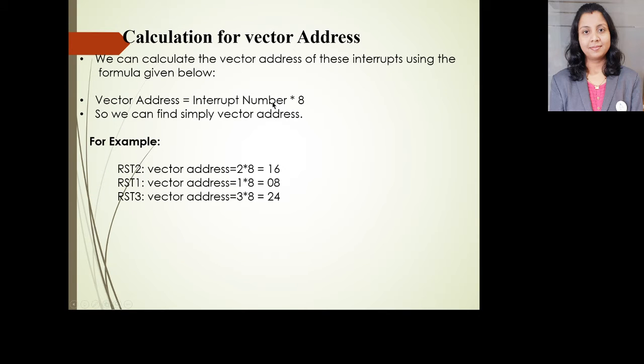Now, how does the calculation of these vector addresses take place? We can calculate the vector address of these interrupts using the formula given below. We take the software interrupt number and multiply it by 8. So for example, for RST2, the vector address is calculated by multiplying 2 by 8, that is 16. RST1, multiplying 1 by 8, gives 08. Similarly, the RST3 vector address is 24.